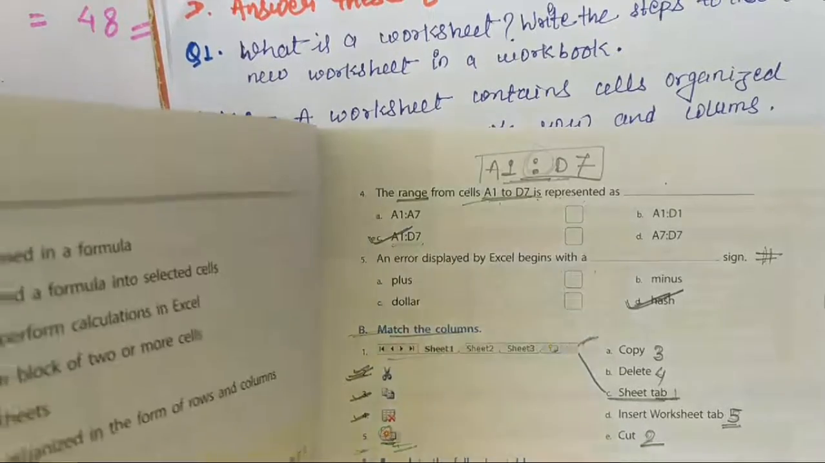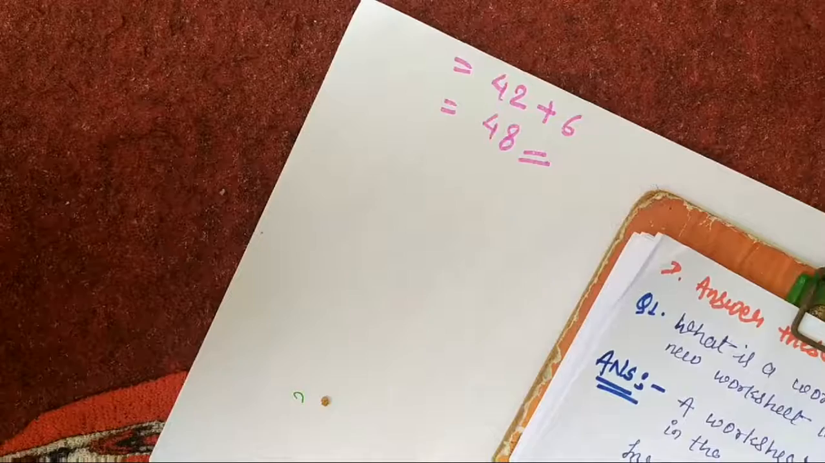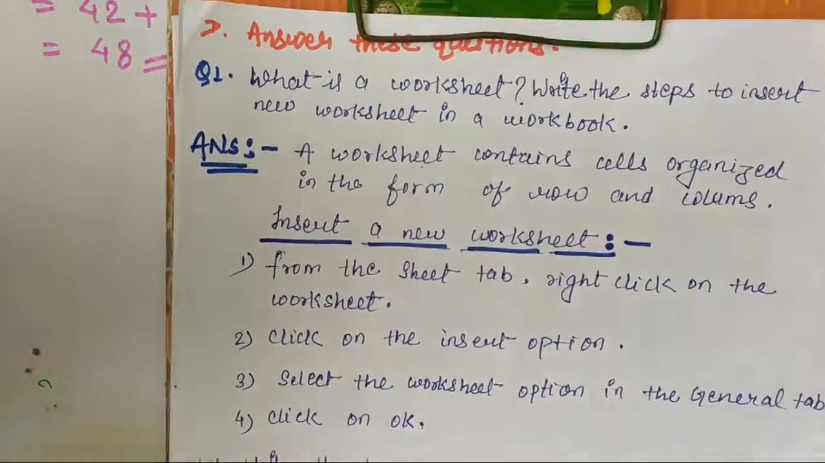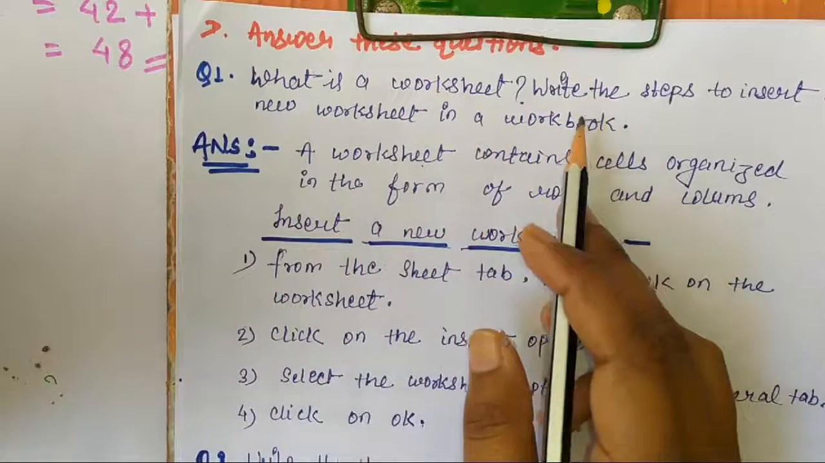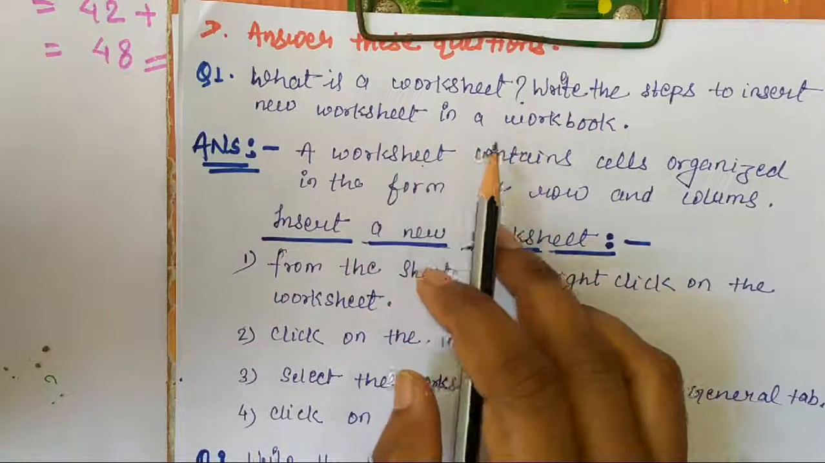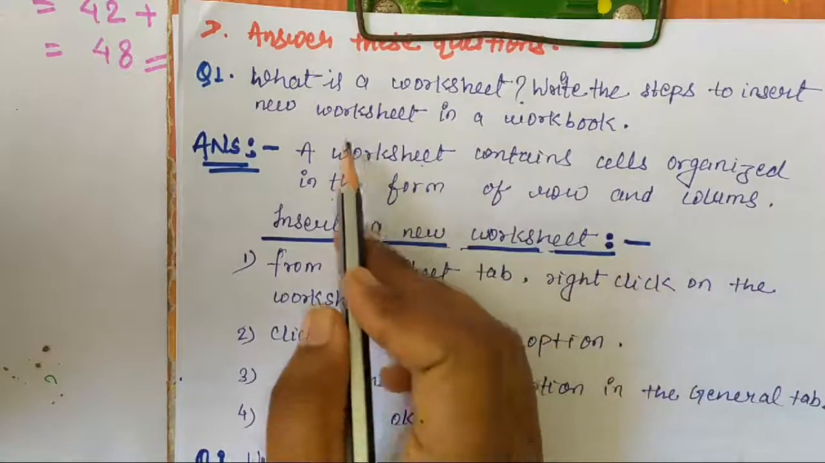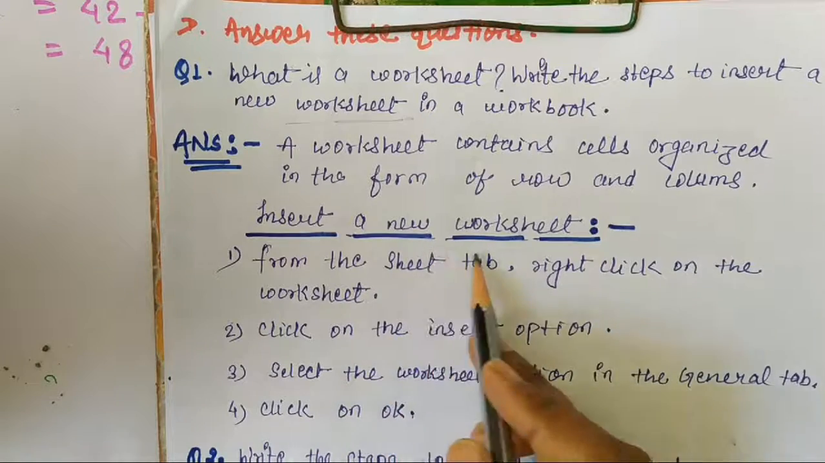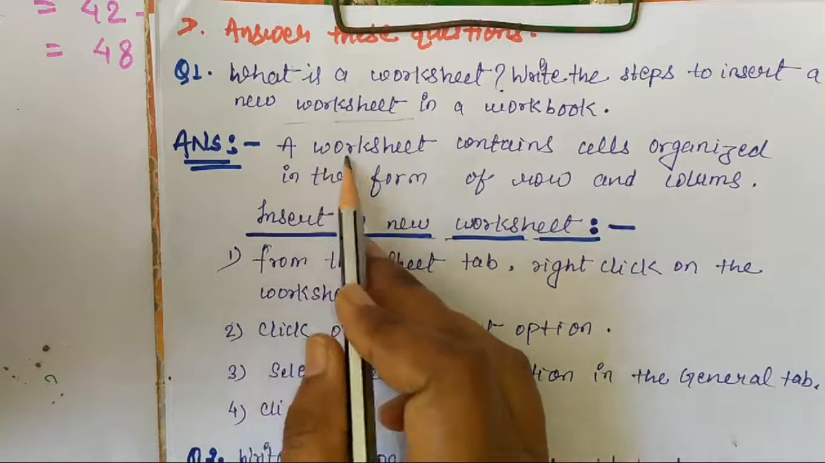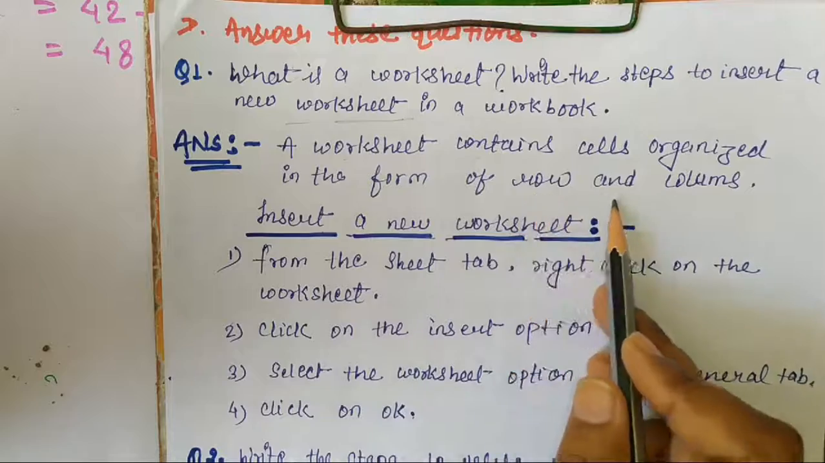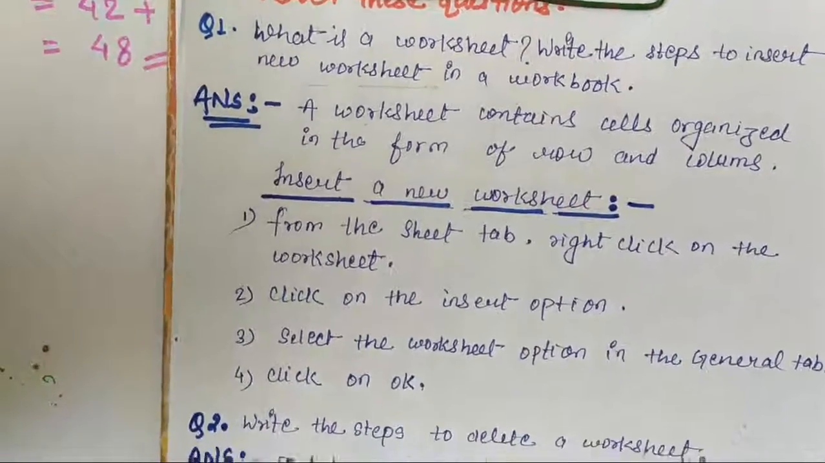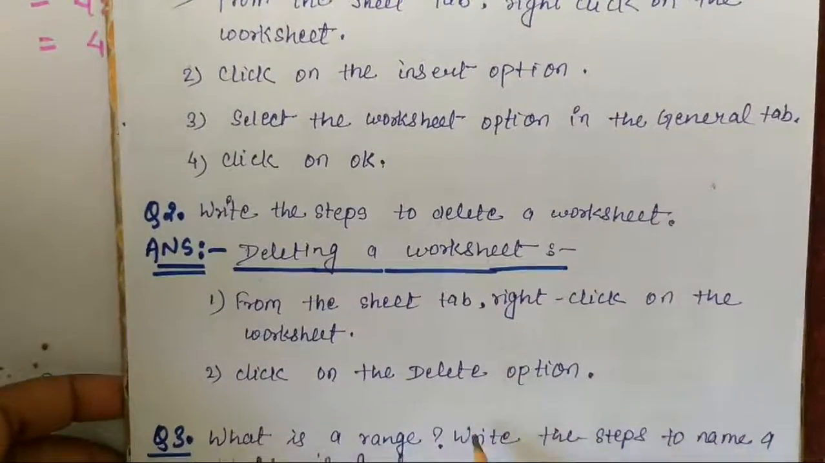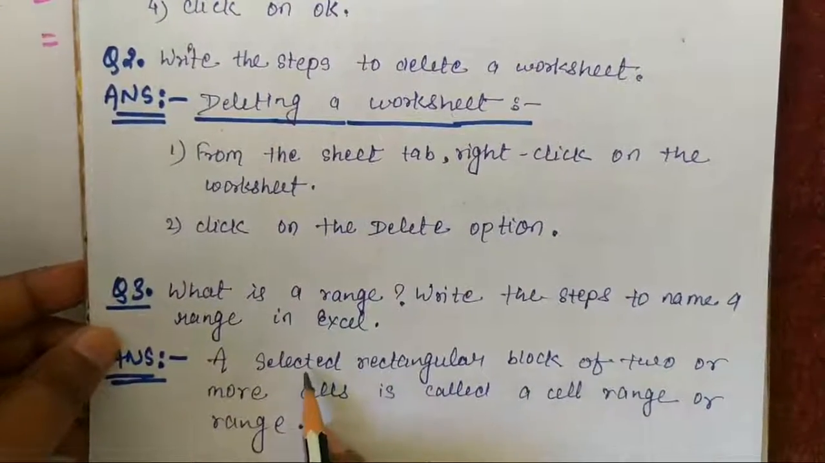So next we will discuss the question answers. Here are the question answers. First one is what is a worksheet? Write the steps to insert a new worksheet in the workbook. I discussed in the practical section how we can insert a new worksheet. The definition is that a worksheet contains cells organized in the form of rows and columns. The second question I have already discussed in the video, deleting a worksheet.